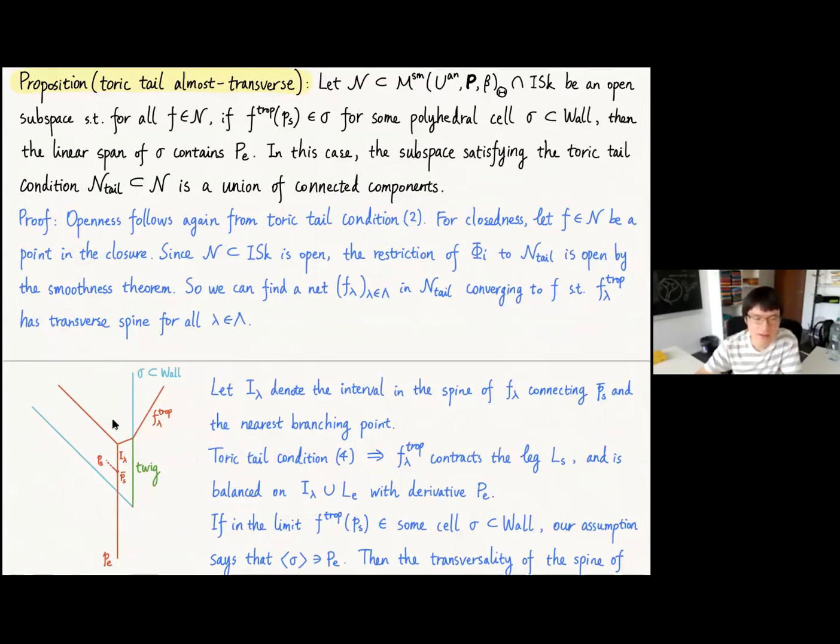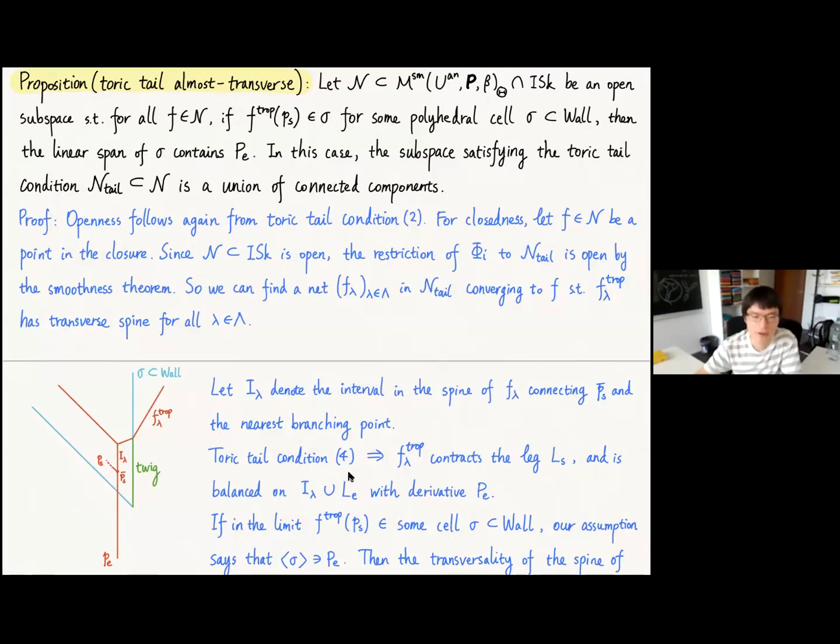So here, two blue rays are part of our wall, and this red tree is the spine associated to f lambda, and we have some twig. So let I lambda denote the interval in the spine of f lambda connecting the point PS bar and the nearest branching point.